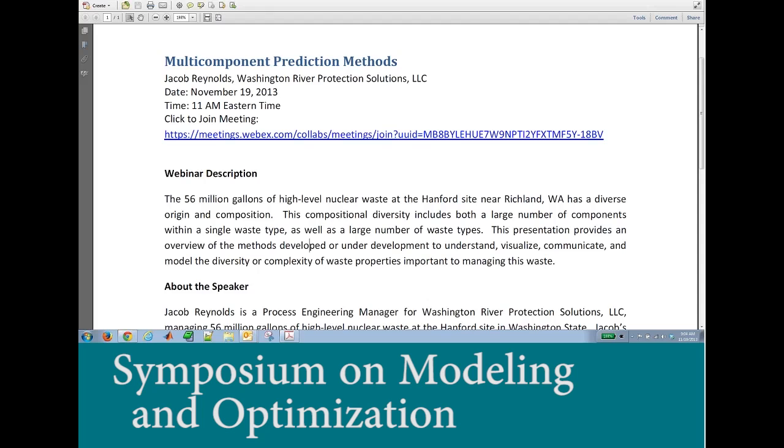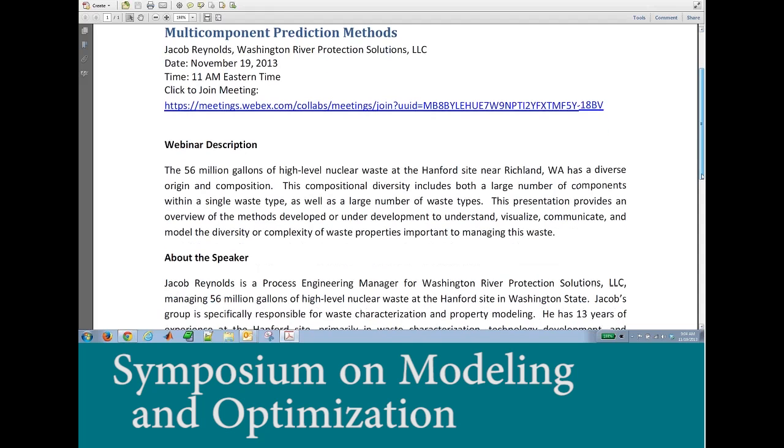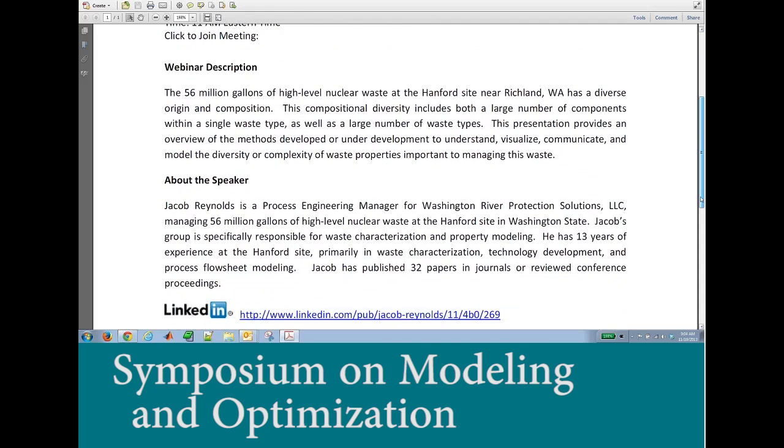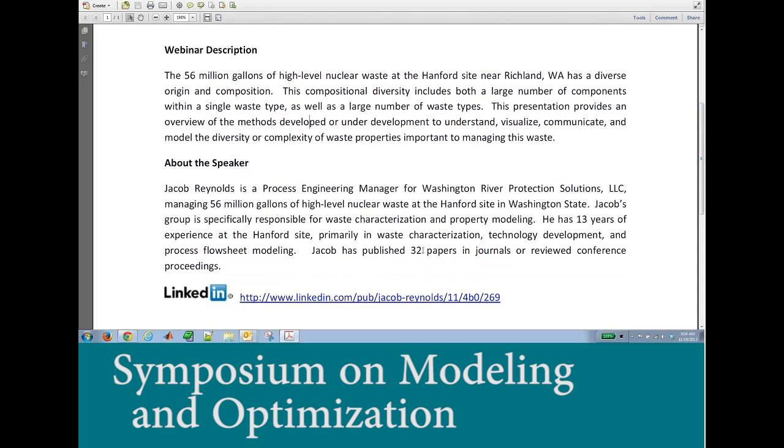There's a large number of waste types, and Jacob Reynolds is working on characterizing this waste and the mathematical models that they're using. He's very well published, with 32 papers in journals, reviewed conference proceedings, and very active in the academic community. With 13 years of experience as a manager right now, Jacob's going places and is going to be doing some great things there. So I'll go ahead and turn it over now.